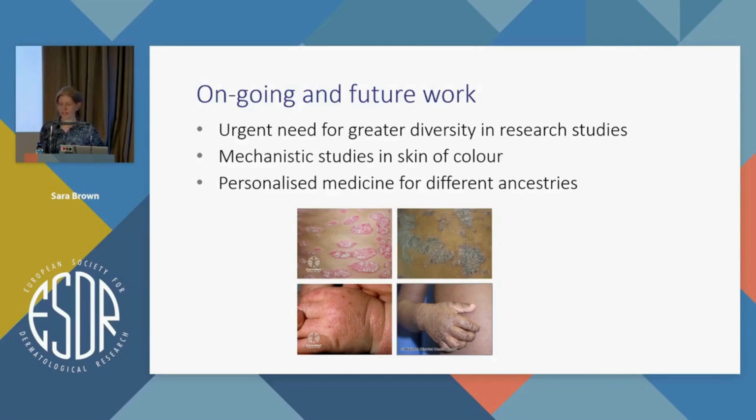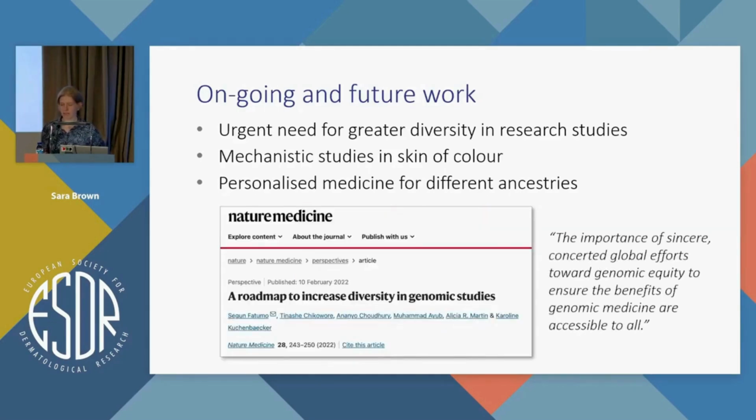We need more mechanistic studies in skin of colour, because ultimately we must provide personalised medicine for different ancestries. And we're by no means alone in trying to do this. I'll just leave you with this quote: "The importance of sincere, concerted global efforts towards genomic equity is something that I think we can all sign up to, not just in dermatology, but across all of genetics."